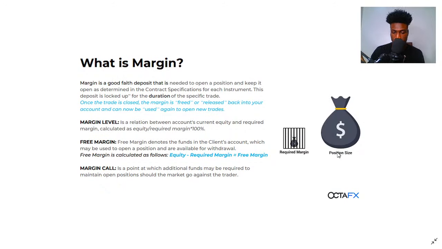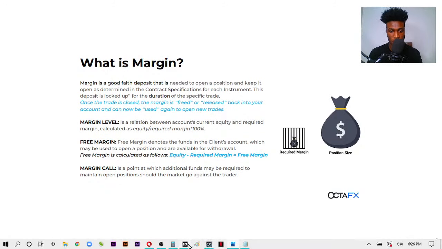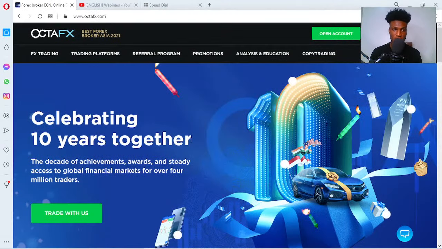So margin is simply a portion of funds that your Forex broker has set aside from your account balance to keep your trade open and ensure that you can cover the potential loss of the trade. Okay, now OctaFX has an amazing trading calculator that you can use to know the required margin for your trades.